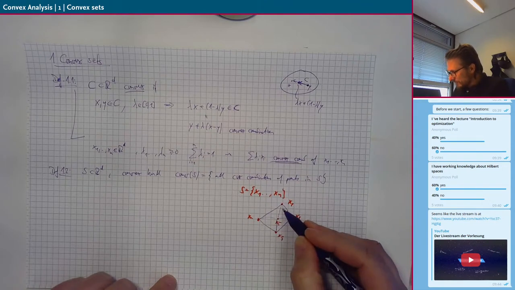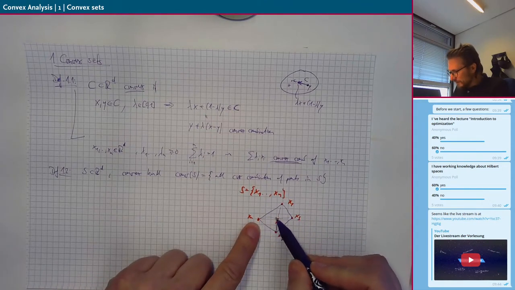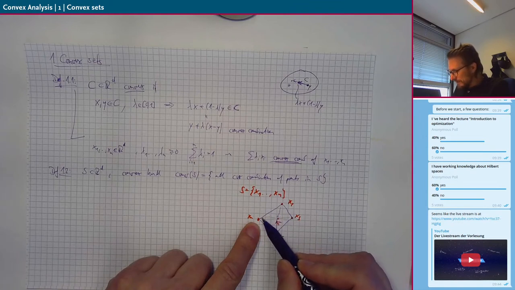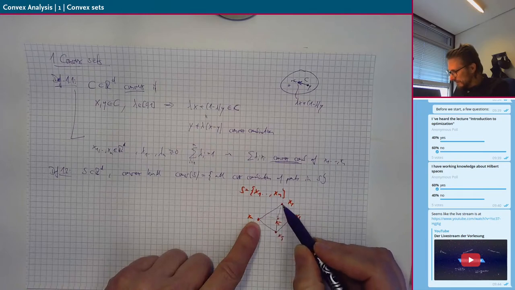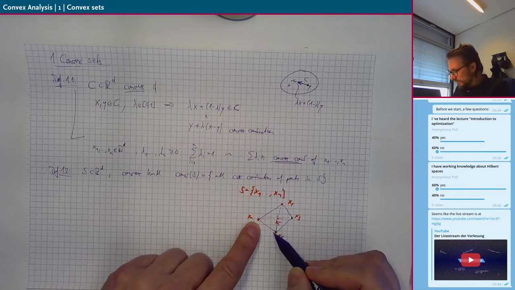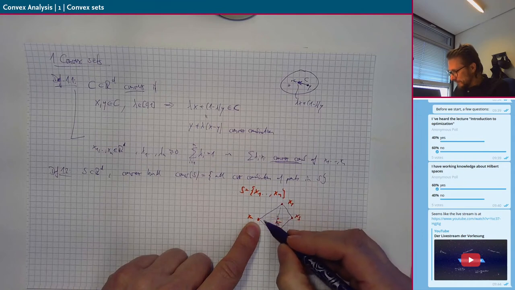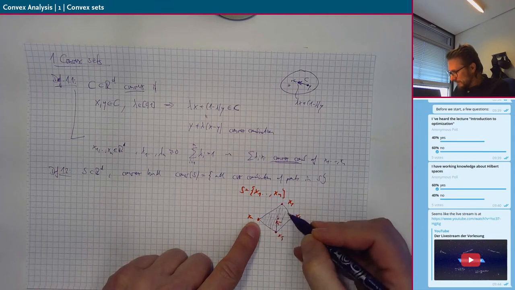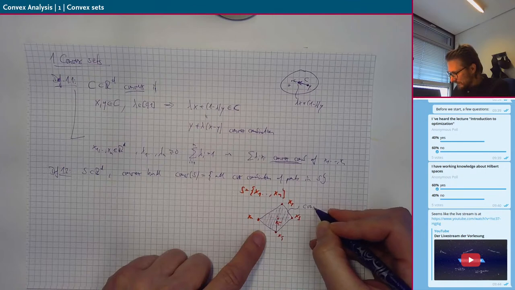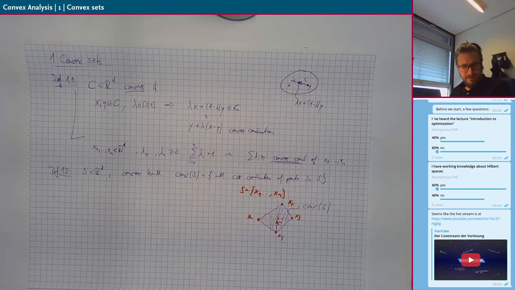But if you form convex combinations of these three vectors, we can get anything which is in this triangle here. And if you form convex combinations of these four vectors, we get everything which is in this region. So this here is the convex hull of S. That's how it looks. Another way to define the convex hull would be saying that it's the smallest convex set that contains S.